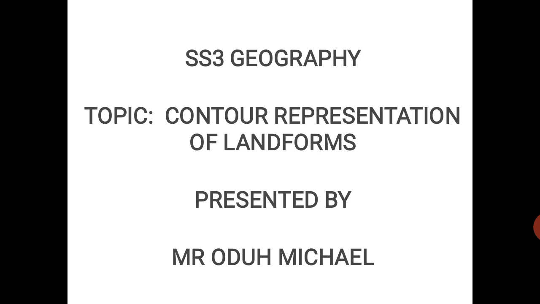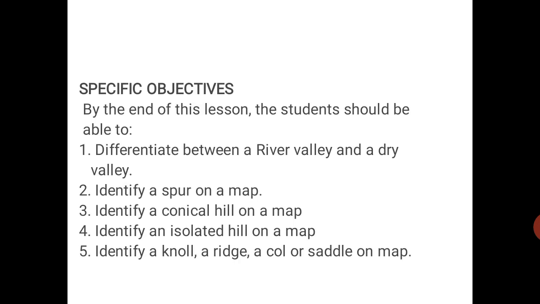The topic of the lesson is contour representation of landform. The specific objectives are that by the end of today's lesson, you should be able to: 1. Differentiate between a river valley and a dry valley. 2. Identify a spur on a map. 3. Identify a conical hill on a map. 4. Identify an isolated hill on a map. And 5. Identify a knoll, a ridge, a core, or a saddle on a map.